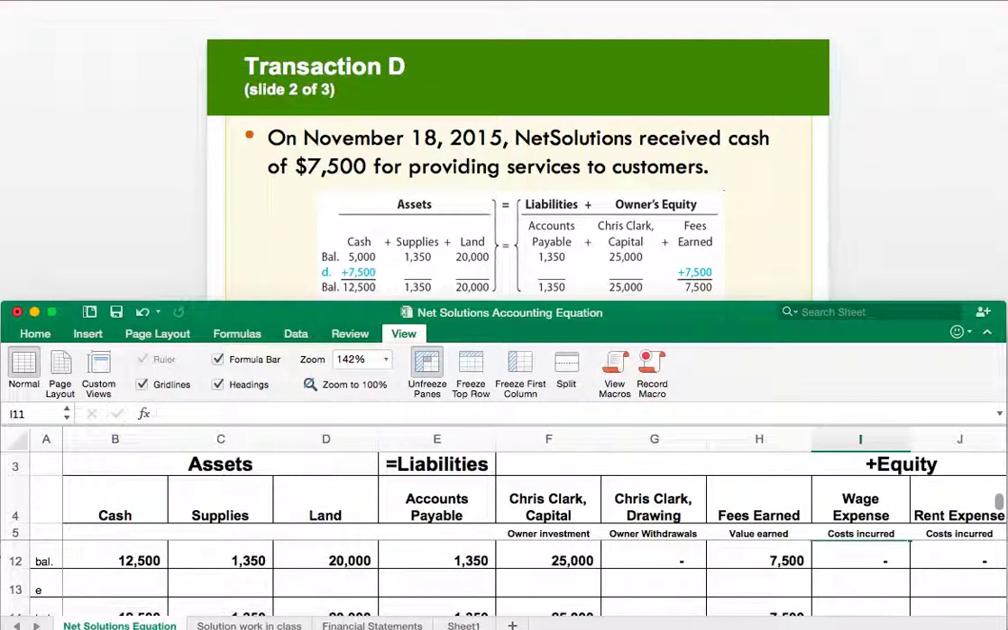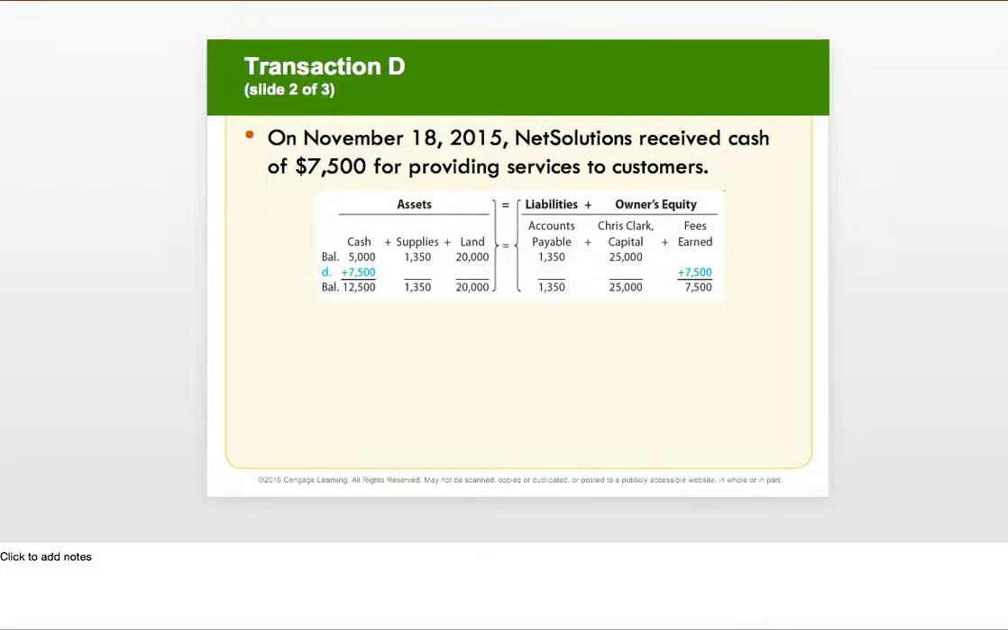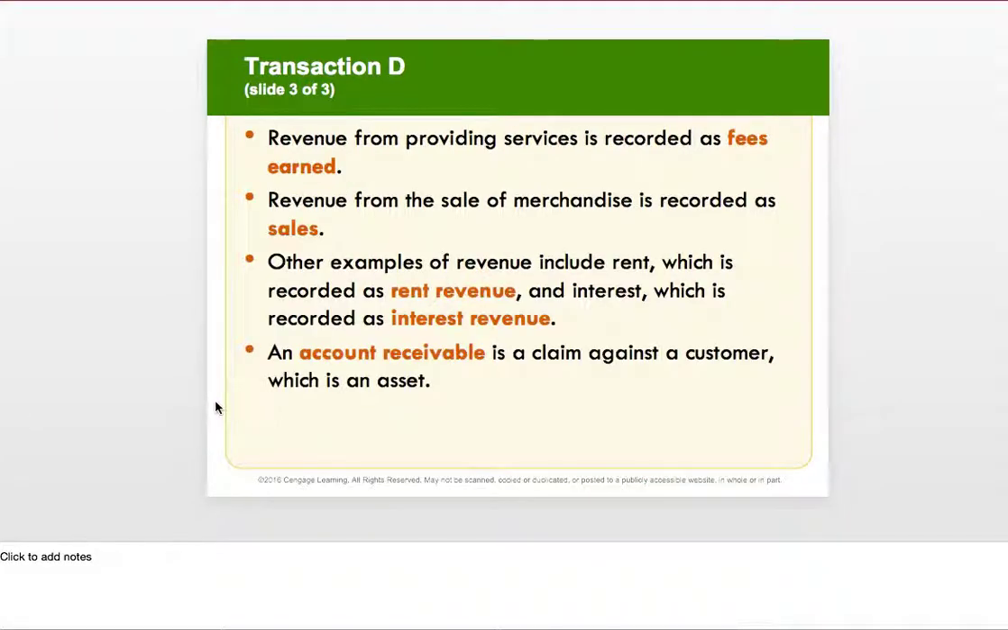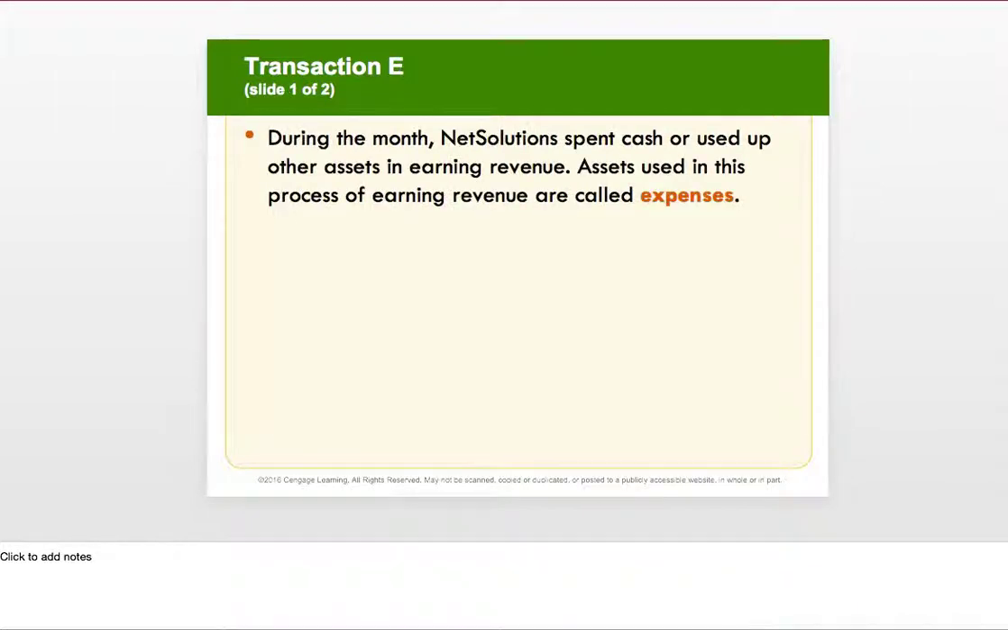Now we're going to move on to transaction E. First, they're going to tell us a few more things about revenue accounts. It says when we provide service, it's called fees earned. If we sell stuff, it's called sales. If someone pays you rent, that's called rent revenue. If the bank pays you interest, that is interest revenue. Also here, they mention accounts receivable. In this particular problem, Chris Clark does not have an accounts receivable in Chapter 1. However, it is a claim against a customer. It happens when a customer owes you money, and we will look at that in the example exercise.